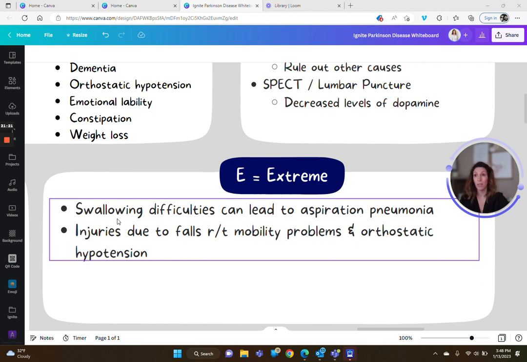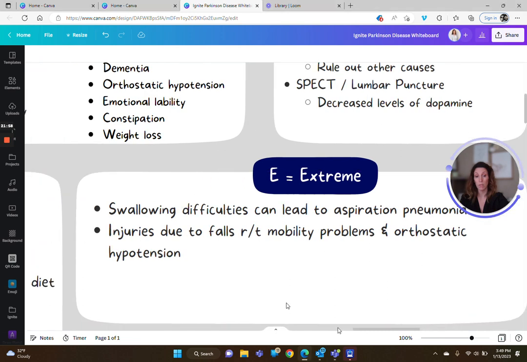Okay, and then injuries due to falls related to mobility problems and orthostatic hypotension. I also didn't mention this, but a lot of those medications that the patients take for this problem specifically, some of the side effects are orthostatic hypotension. So here we have this patient who's already at risk for orthostatic hypotension based on the disease process, and then we also are giving them medications that can cause them to have orthostatic hypotension. Huge fall risk, huge risk for injuries. Okay, so really trying to keep this patient safe.